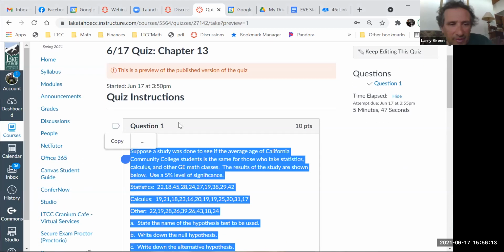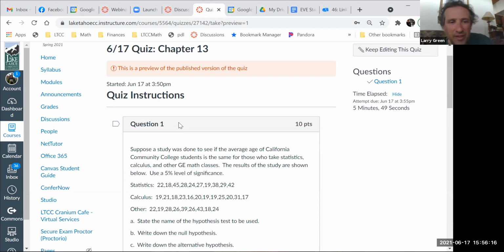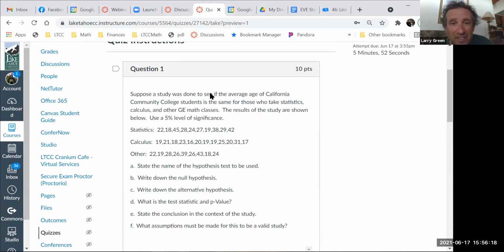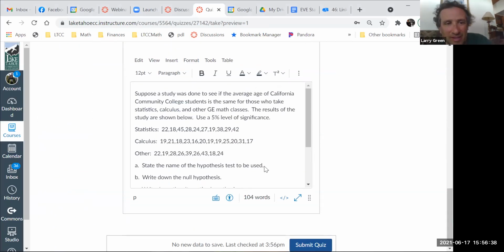Let me jump into the quiz. Okay, so here's your quiz. Suppose a study was done to see if the average age of California community college students is the same for those who take statistics, calculus, and other GE math classes. The results of the study are shown below. Use a 5% level of significance. Let me scroll to where I've copied and pasted it.